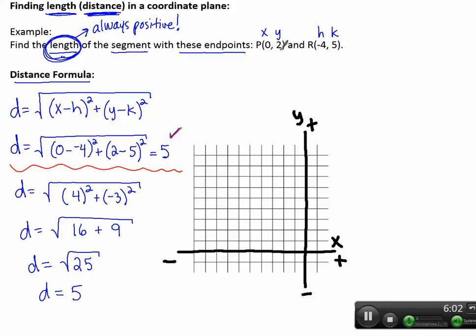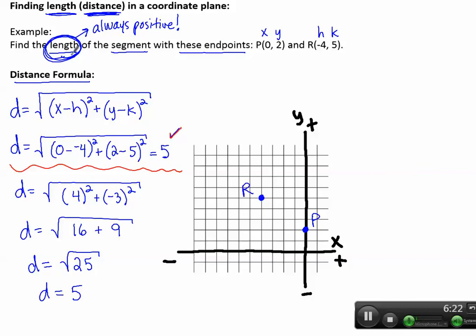P is 0, 2. 0, 2, that's right here. Label it with point P. R is negative 4, 5. 1, 2, 3, 4. Whoops, from the origin. 1, 2, 3, 4, 1, 2, 3, 4, 5. And we'll label this point R.